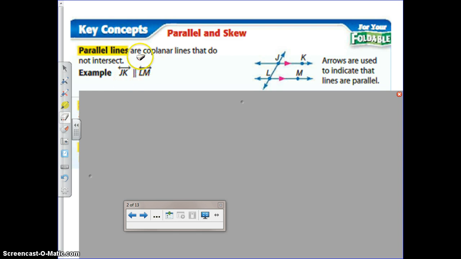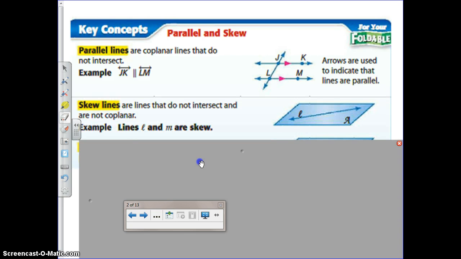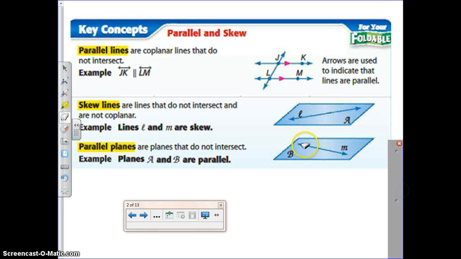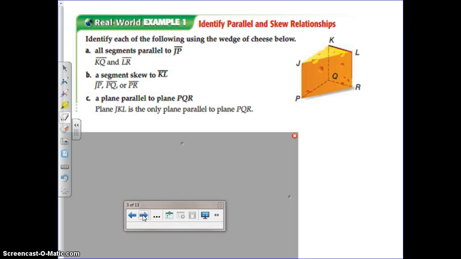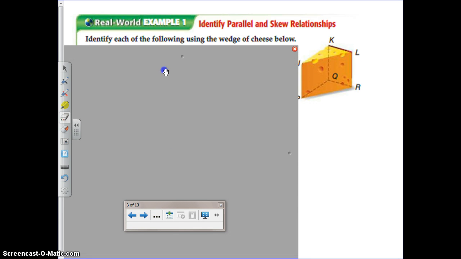Parallel lines, this is the symbol you'll be looking for. On the lines, it's these two little arrows. Skew lines are lines that do not intersect and are not coplanar. So, we're looking for lines that are on different planes and don't intersect. Parallel planes are two planes that are parallel to each other. They'll never intersect.